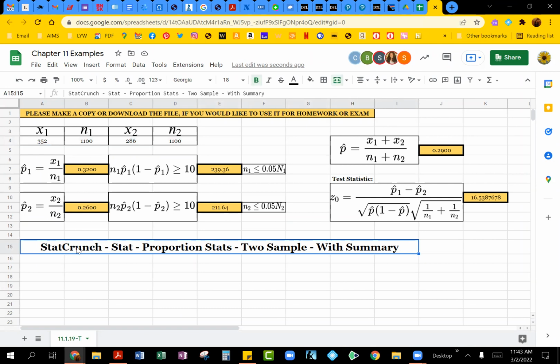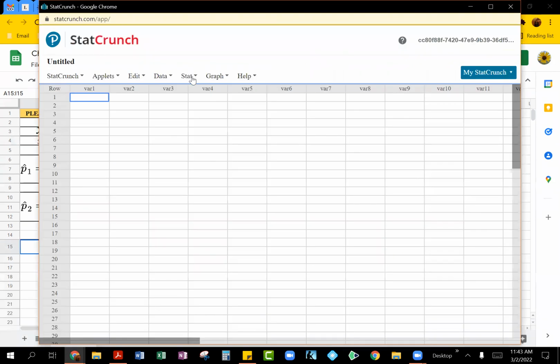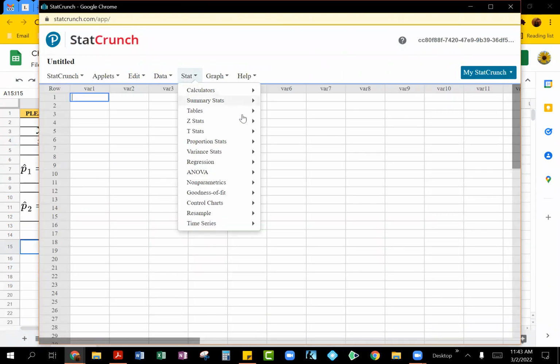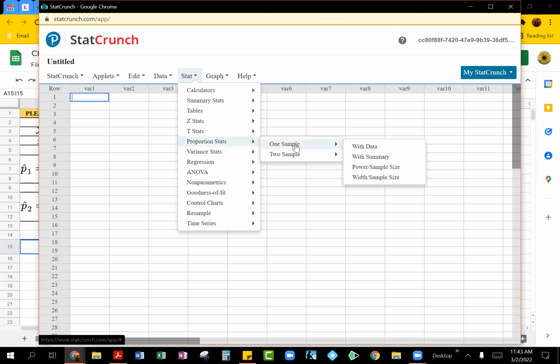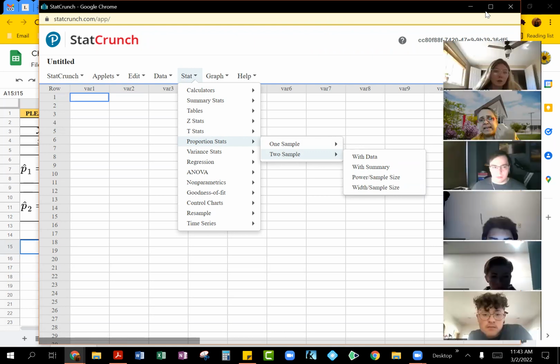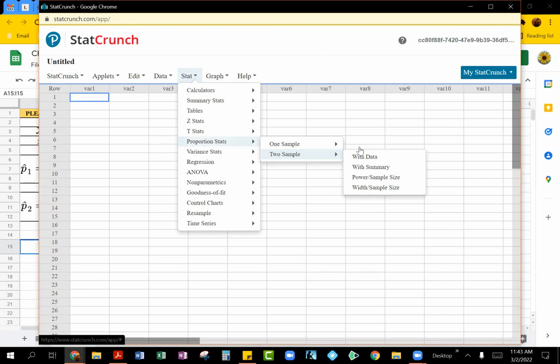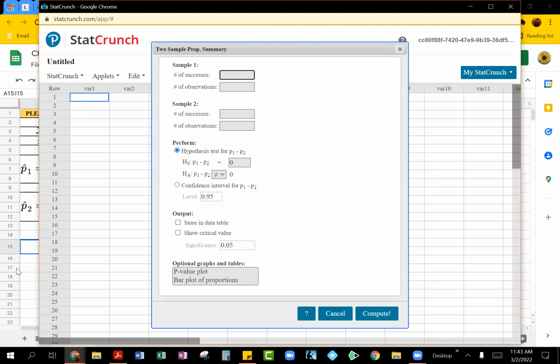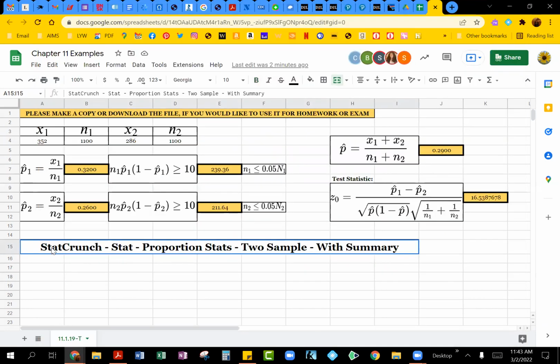So obviously the first step is opening StatCrunch. Then you go under the stat option, then proportion stats. So let me show you that. So you will see on the top, you have the stat option, proportion stats, and then you have a 1 sample or 2 sample. So this one obviously is 2 sample, right? Because you have the 1949 and then the recent survey. So that's the 2 samples. And then from there, you are going with data or with summary. We don't have the raw data. They haven't told us each individual person's answer. So what we have is the summary.